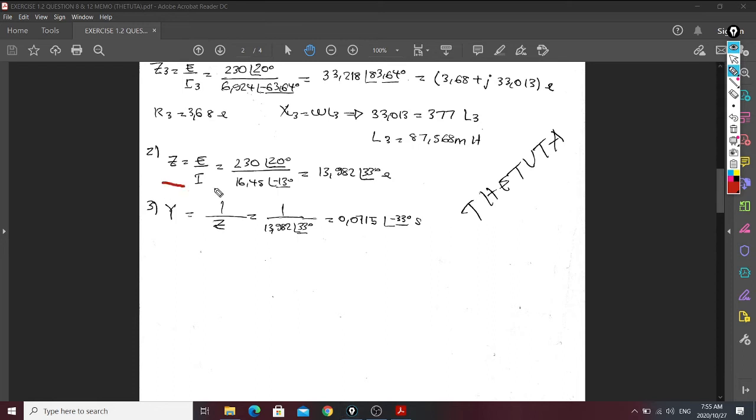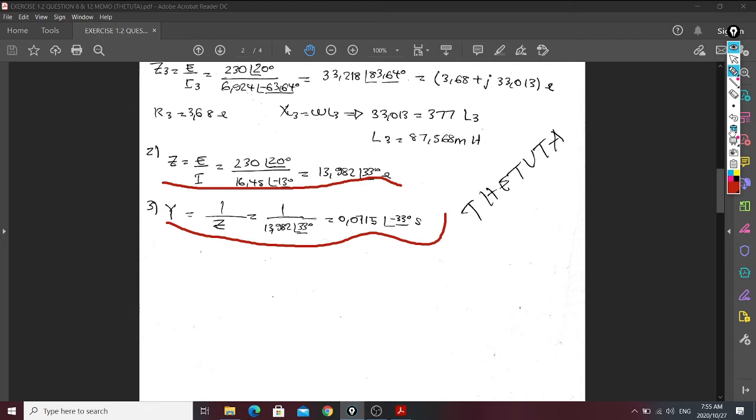Ohm's law: the supply current and the supply voltage. Admittance is just the inverse of the impedance. So you can see that things are really easy. Once you understand the concept, you just need to master the small concept.